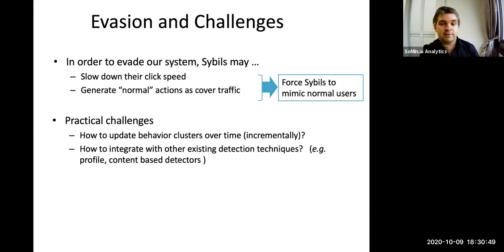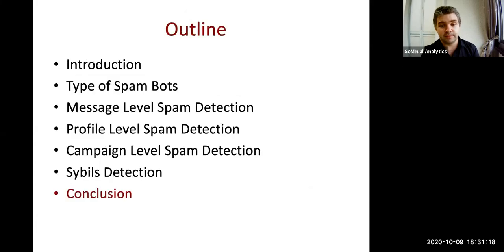Or Sybils can generate normal actions like following somebody or visiting other accounts. Basically, Sybils are mimicking normal users. And there are some practical challenges, like how to update behavioral clusters, how to handle the evolution of people's behavior, and so on. How to integrate with other existing detection techniques, right? Profile techniques, content-based detectors, and detection based on the campaign.